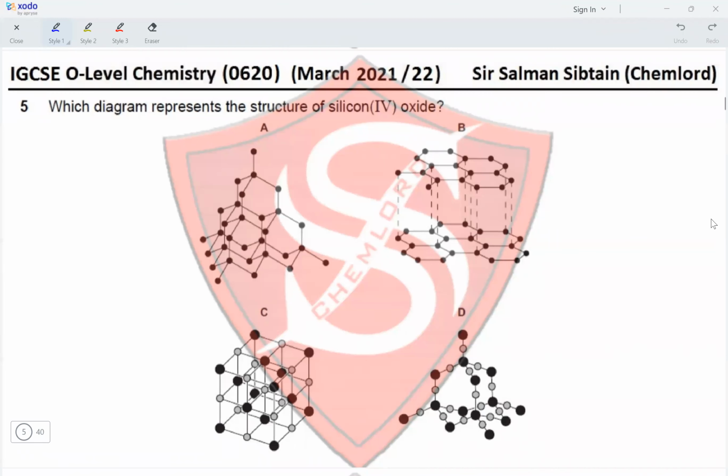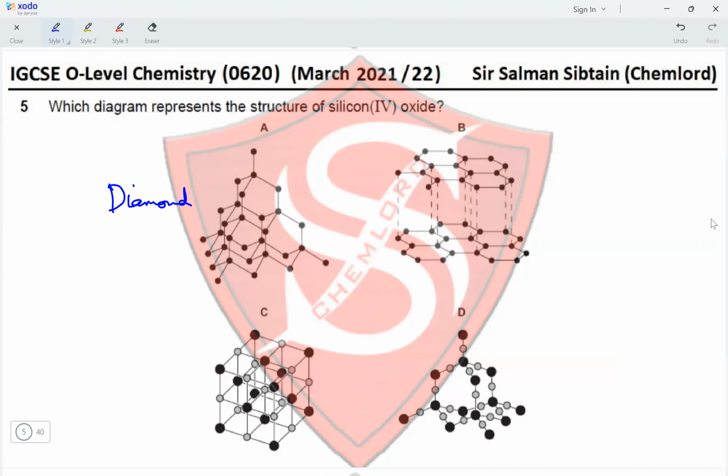Question 5. Which diagram represents the structure of silicon 4 oxide? So A represents the structure of diamond. SiO2, which is silicon 4 oxide, has the same shape as that of diamond, but the difference is that in silicon 4 oxide, there are two different types of atoms present, which are silicon and oxygen. In diamond, the same structure is made using the atom of carbon only.